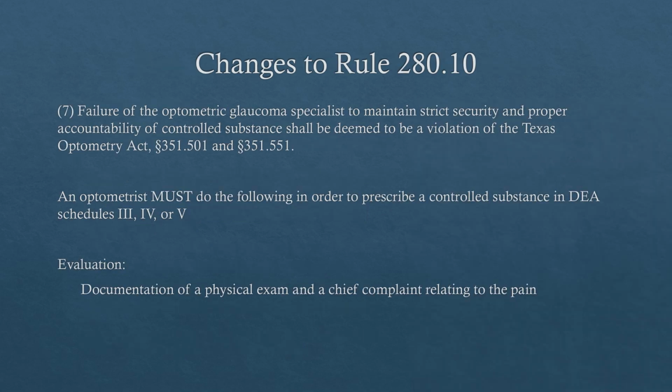Failure to properly do this is actually reflected now as a new part of Rule 280.10, and it says that if you fail to do any of these things, it's a violation of the Texas Optometry Act, specifically Sections 351.501 and 351.551. It says that an optometrist must do the following in order to prescribe a controlled substance in Schedules 3, 4, and 5. And number 1 is documentation of a physical exam and a chief complaint relating to the pain.